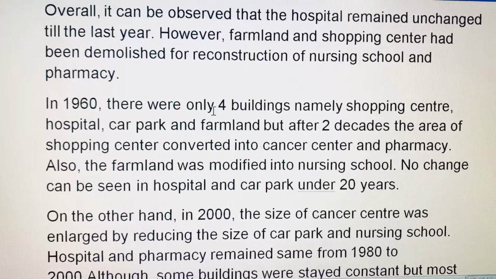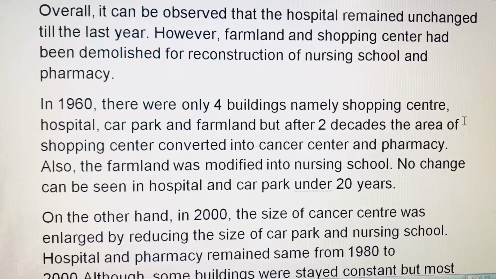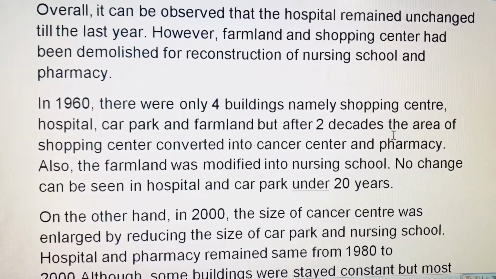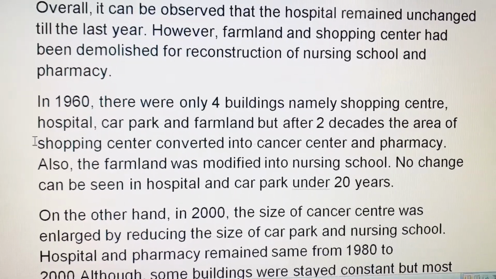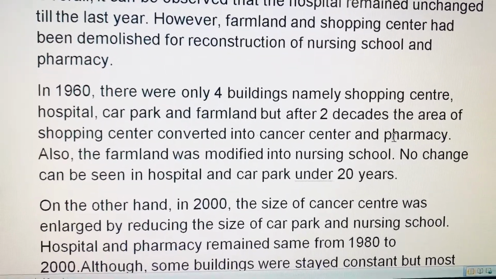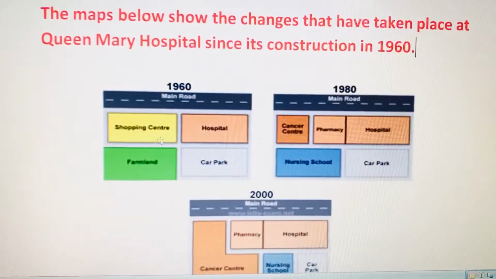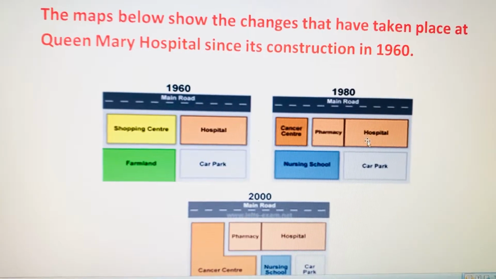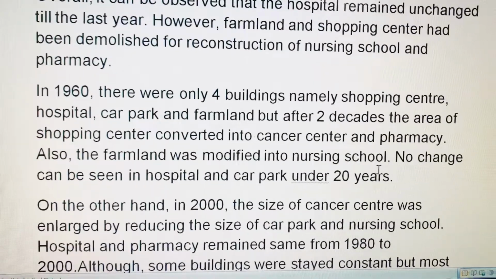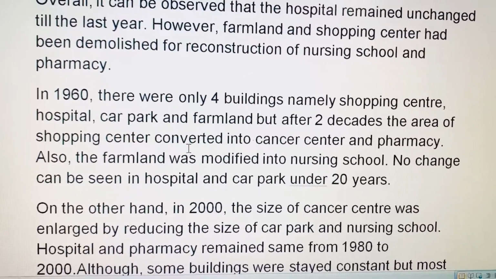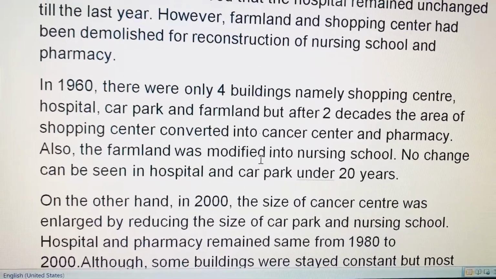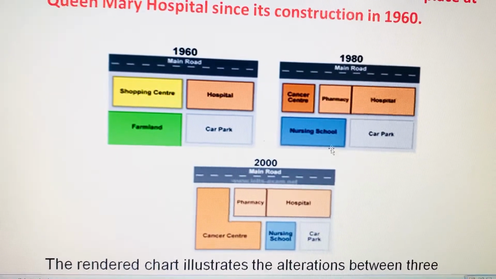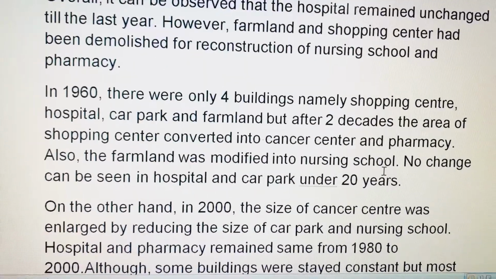In 1960, there were only 4 buildings, namely shopping center, hospital, car park and farmland. But after 2 decades, meaning after 20 years, the area of the shopping center was converted into a cancer center and pharmacy. The shopping center was divided into 2 parts: one is the cancer center and the second one is the pharmacy in 1980. Also, the farmland was modified into a nursing school. This is the farmland, and modified means changed into a nursing school in 1980.